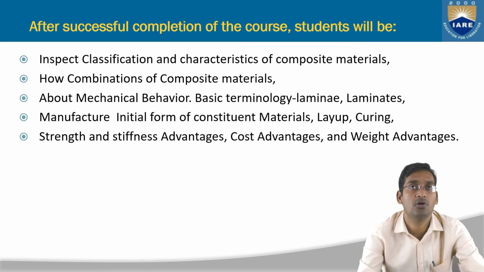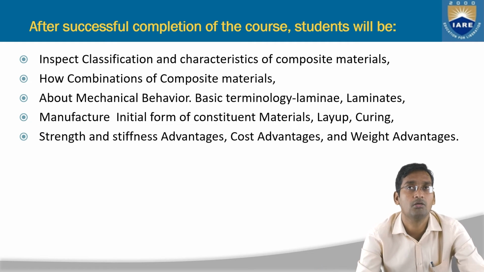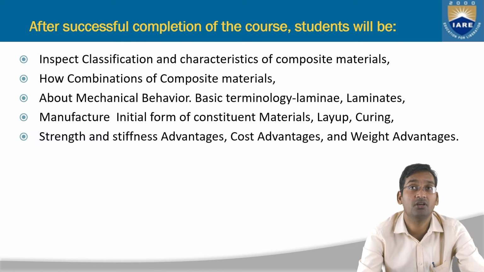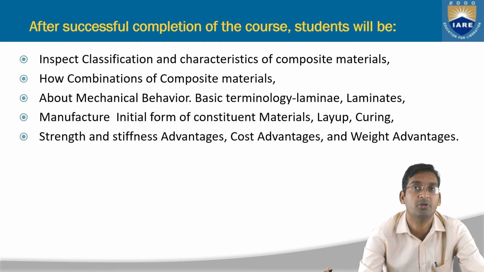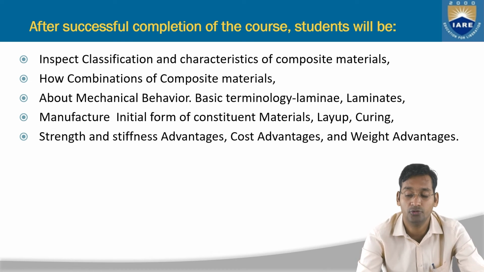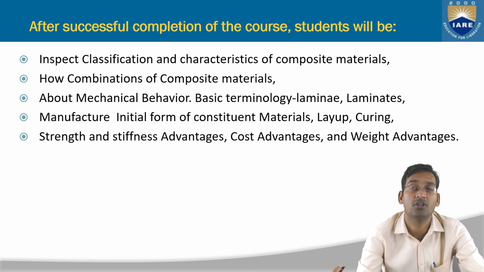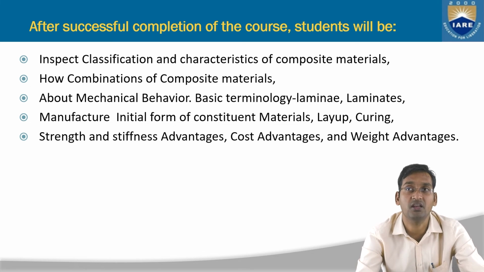Then next, they can learn about combinations of composite material, meaning how they can combine materials to form a composite material. Next, after that, they can learn about mechanical behavior and basic terminology like what laminates are, and why the name is laminate, right? So they will learn these things. After that, manufacturing, how to manufacture from the initial constituent material. So from two or more constituent materials, how they can form the composite by using different methods like layup, curing and all.